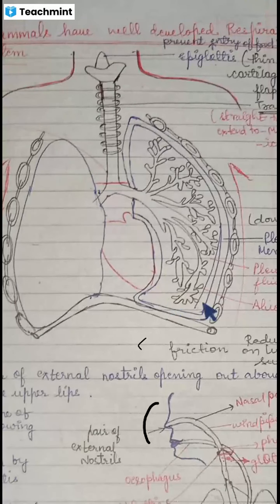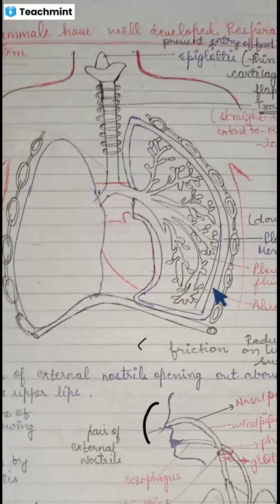We all know that there is a double membrane structure that surrounds the lungs and protects them, which is known as the pleural membrane. Now this is a double membrane. Between these two layers there is pleural fluid that protects the lungs and reduces the friction on the lung surface. So here we have talked about the respiratory system, its parts and where they are present.